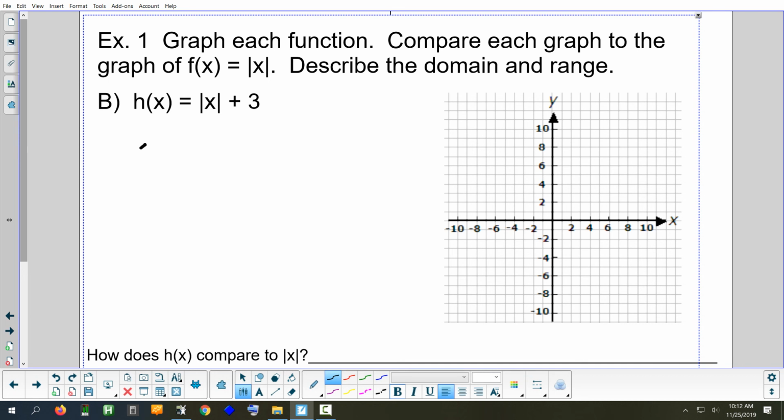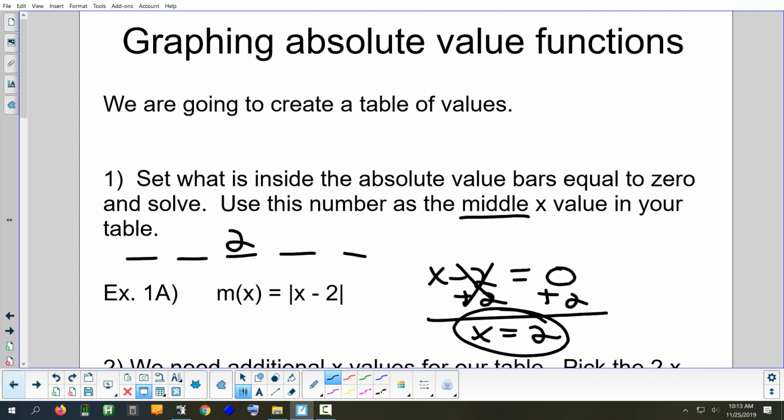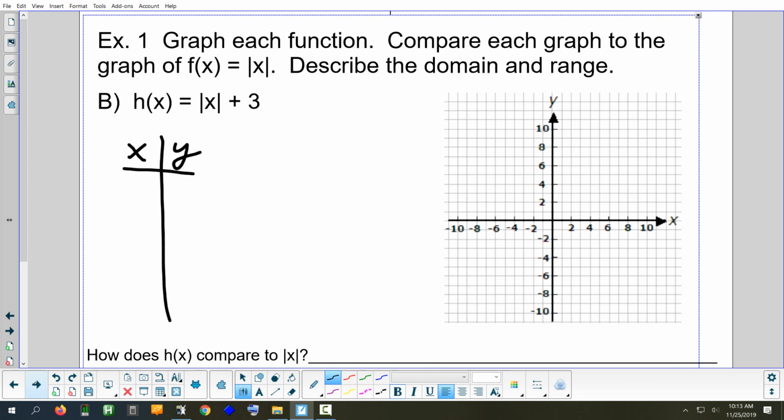All right? So I'm going to make a table. How many values am I going to get in that table to draw this picture? We're going to get 5. The first thing we do is get the middle one. And then we'll go 2 lower, and then we'll go 2 higher. Let's look at the middle one. Set what is inside the bars equal to 0 and solve. Here it was x minus 2.